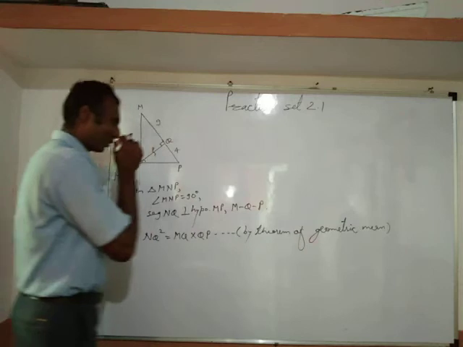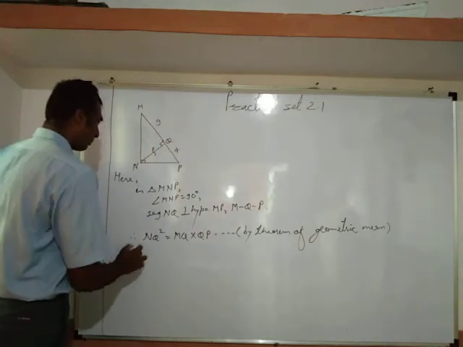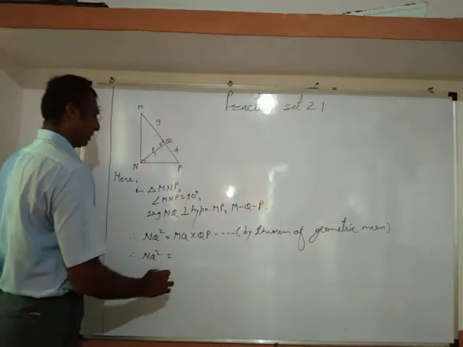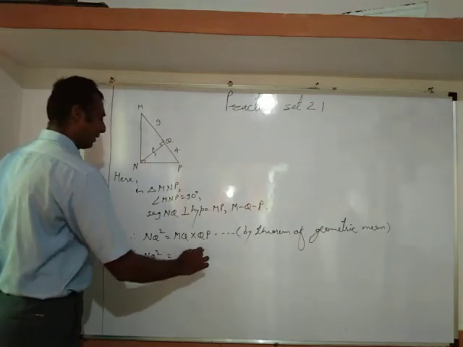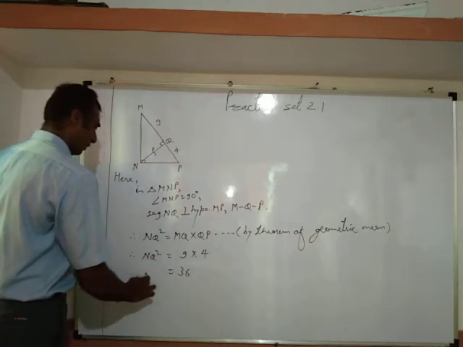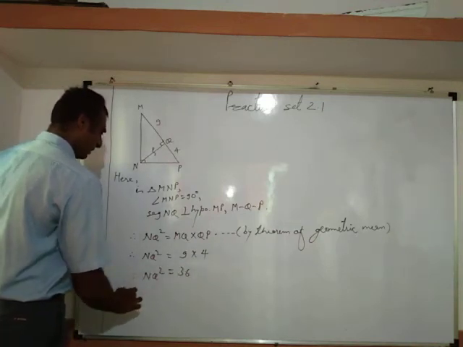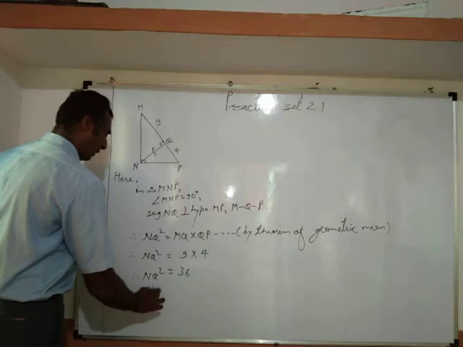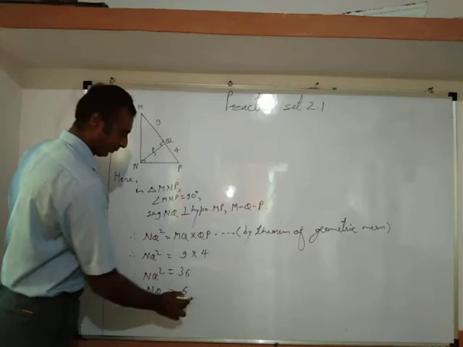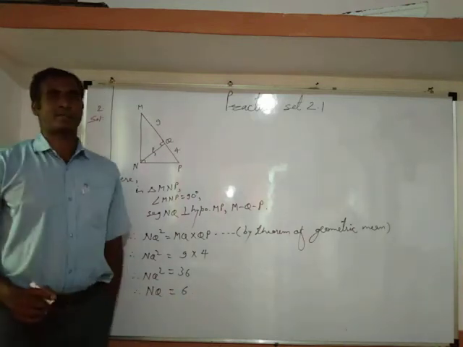Now just put in the known values. We don't know NQ, that's why NQ square will be as it is. But MQ is 9 and QP is 4. 9 4s are 36, and therefore NQ square equals 36, and therefore NQ equals 6 by taking square roots. NQ equals 6.